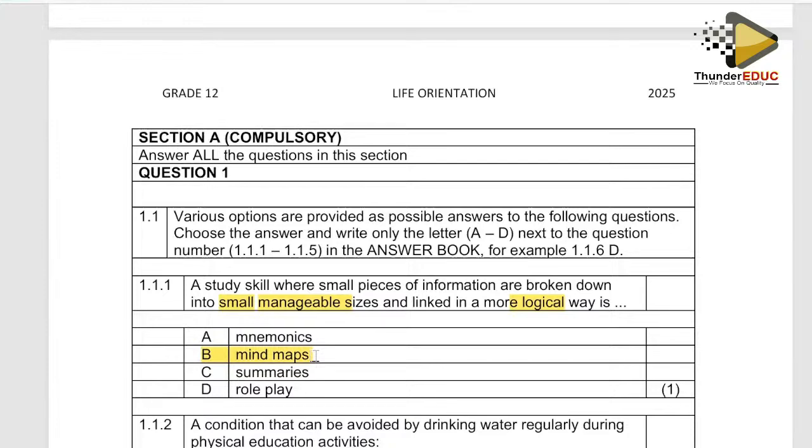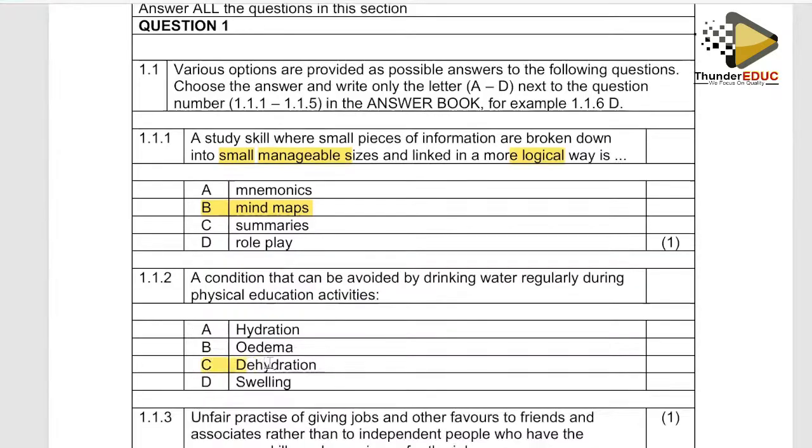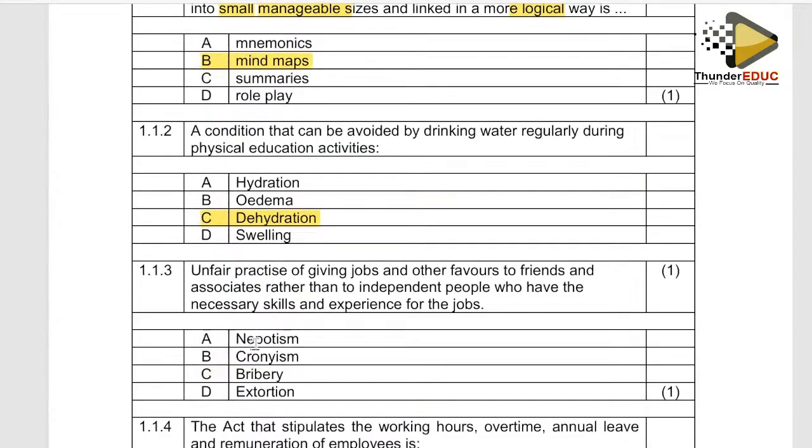Moving on to the next one, 1.1.2: a condition that can be avoided by drinking water regularly during physical education activities. During physical education activity, you can suffer from dehydration. If you don't take enough fluids, you might suffer from a condition called dehydration. So it is encouraged for you to take plenty of fluids before you engage in physical education activities.